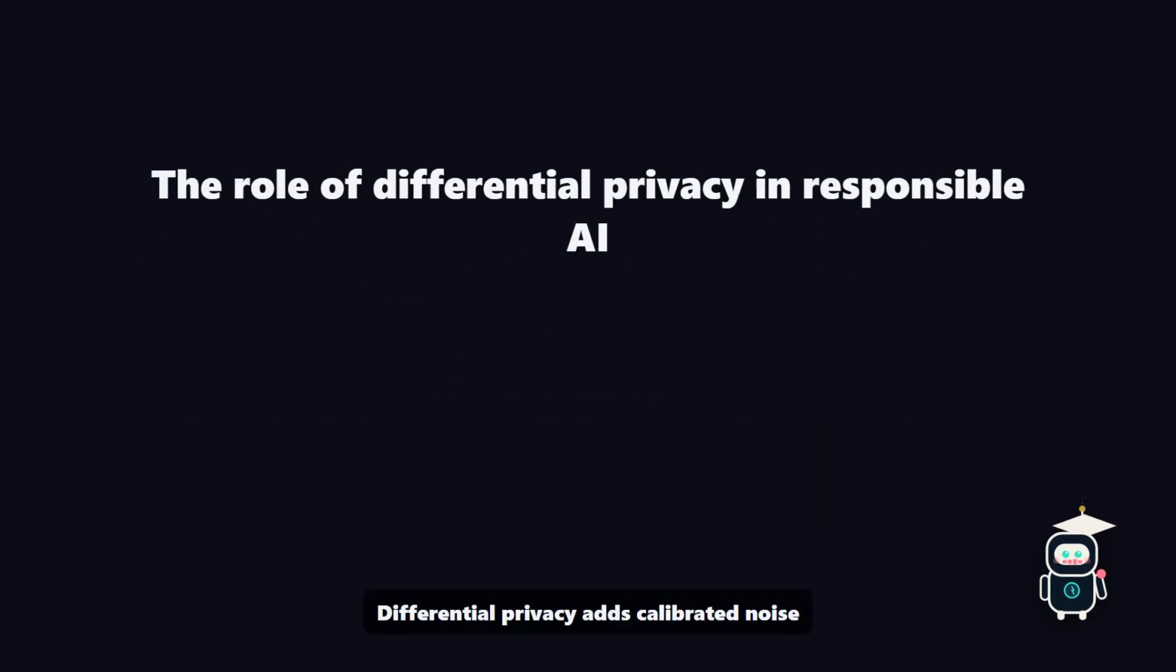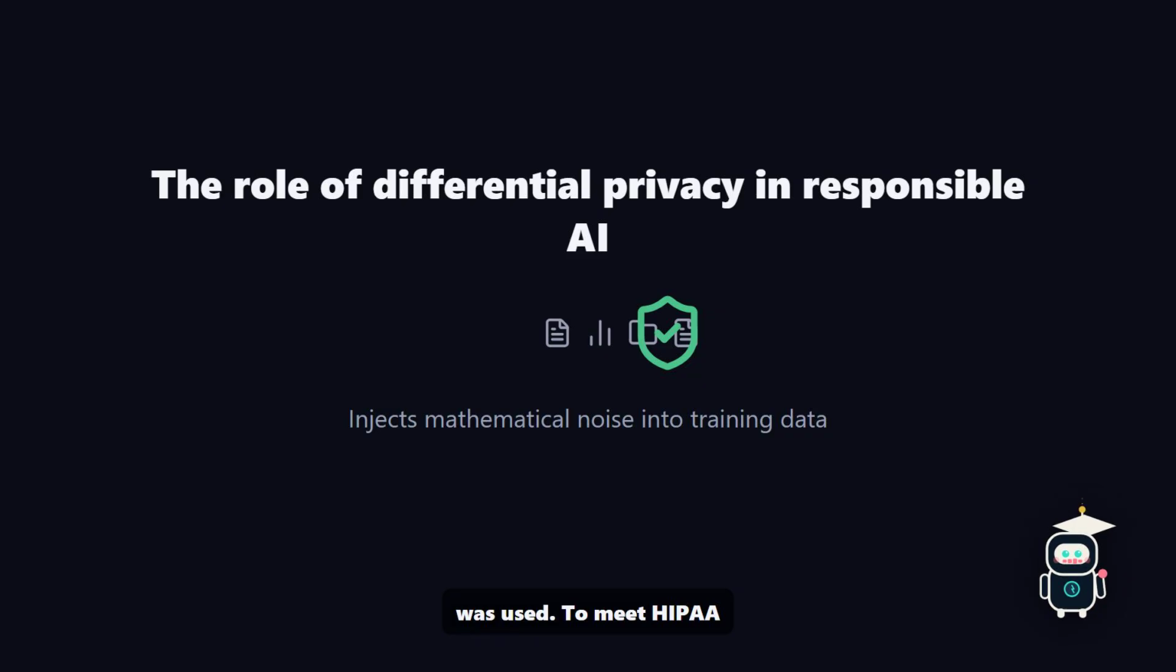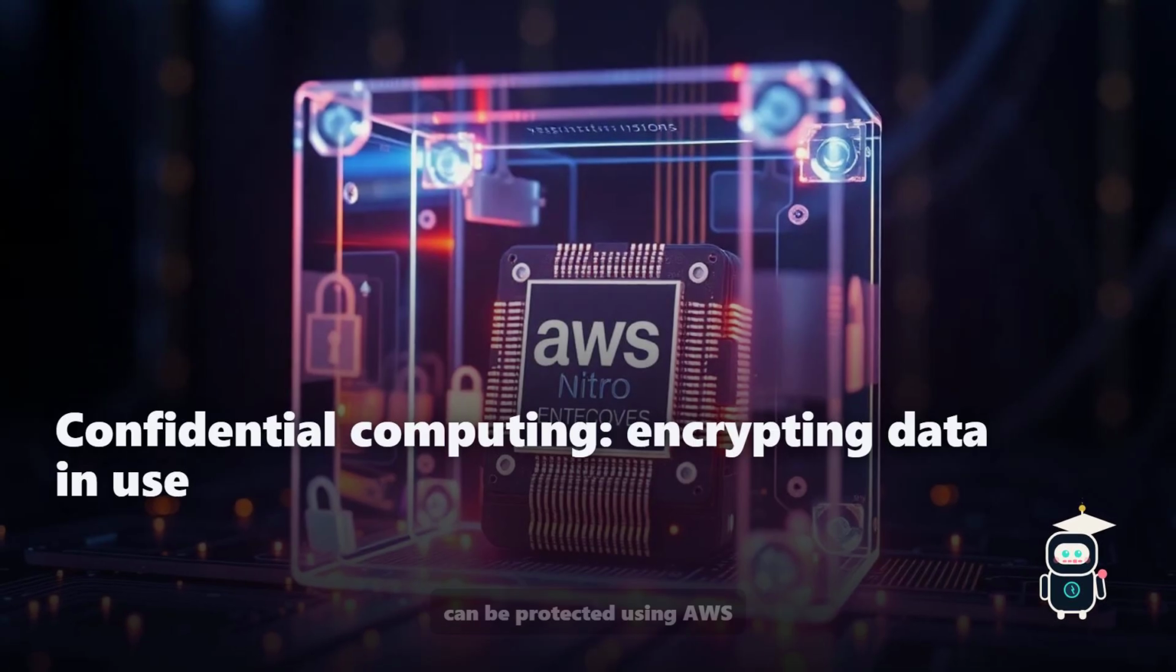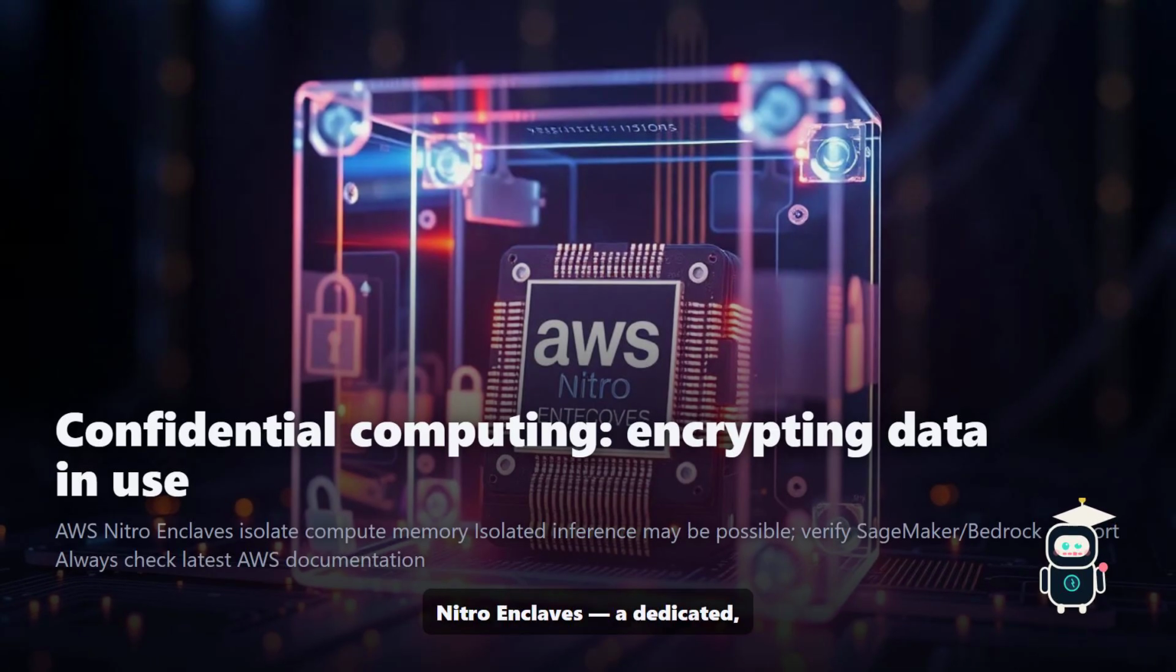Differential privacy adds calibrated noise, so an attacker can't infer whether a specific person's data was used. To meet HIPAA or GDPR compliance, you might consider implementing privacy-preserving techniques in SageMaker. Many frameworks and libraries offer differential privacy support, though you should always verify current AWS integration for your specific workload. Even while processing, your data can be protected using AWS Nitro Enclaves, a dedicated, isolated compute environment. For highly regulated workloads, you might explore hosting inference in isolated environments like enclaves. Check AWS's latest documentation for SageMaker and Bedrock support, as capabilities evolve quickly.